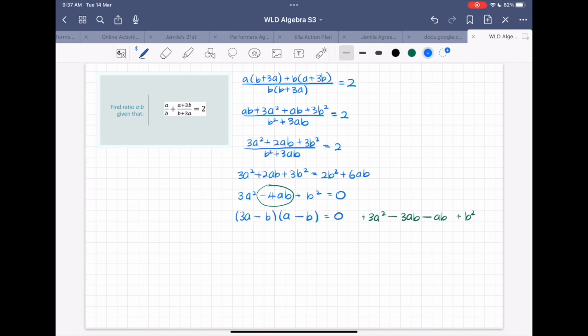And so we have two feasible options. If 3a minus b is equal to 0, 3a is equal to b, and therefore the ratio of a to b is 1 to 3. The other option is if a minus b is equal to 0, then a is equal to b, and therefore the ratio of a to b is just 1 to 1.